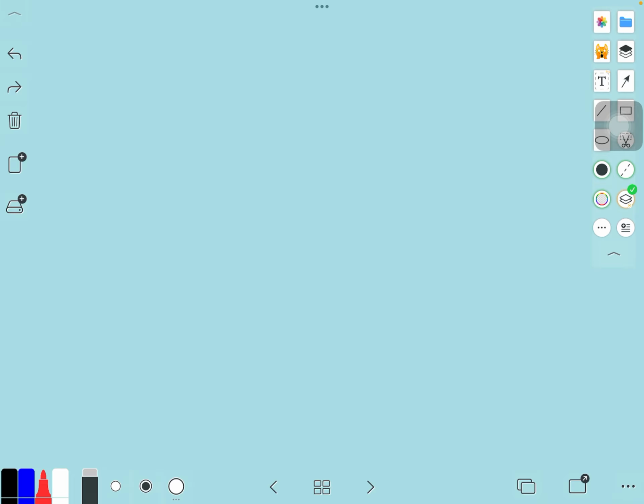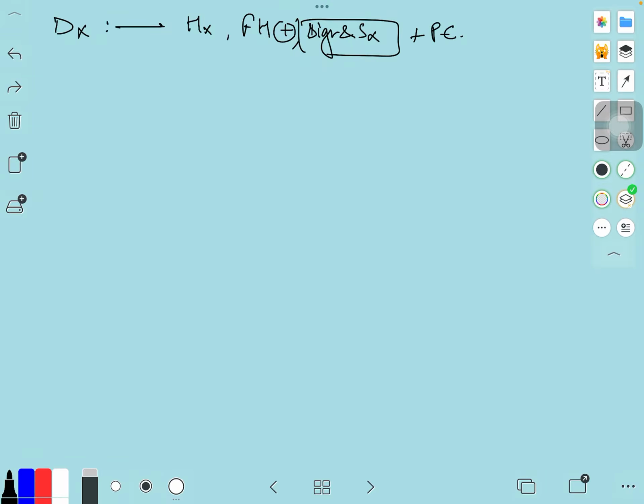Now how to diagnose the patient? Let's move to diagnosis. First of all, we take the history. What was the age of onset and stuff like that. We check for the family history, which should be positive in this case. We check for signs and symptoms. We also do the physical examination.